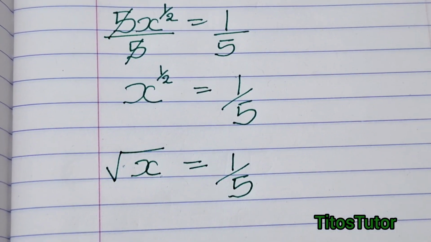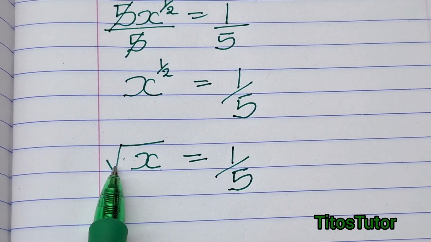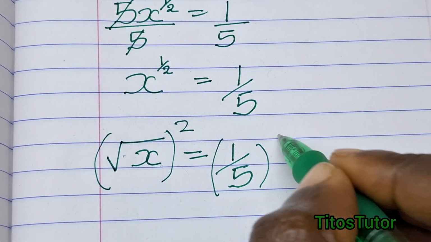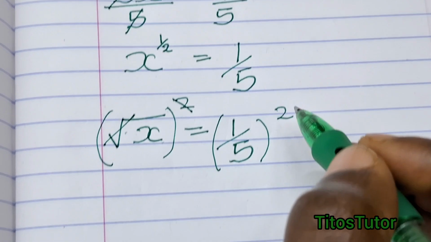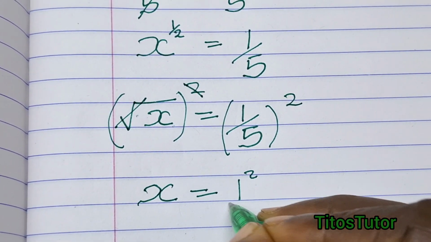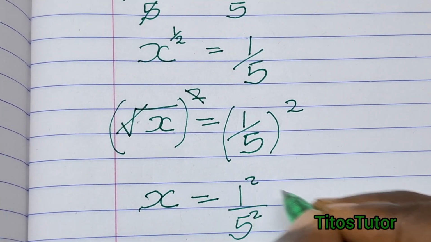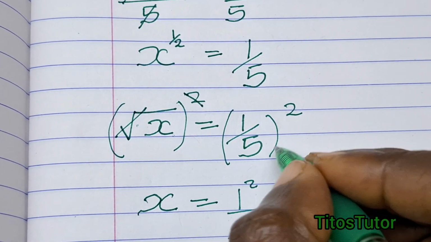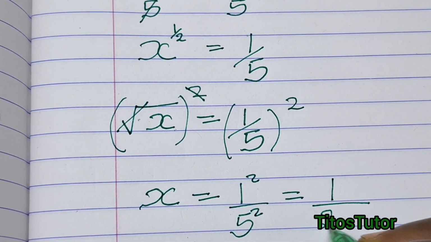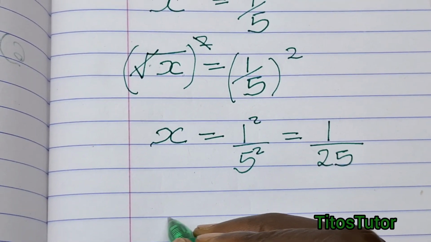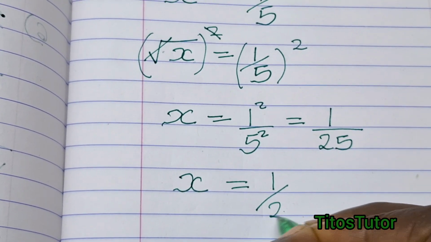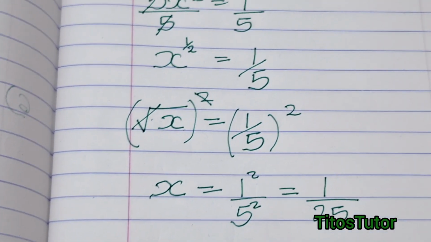Okay, so now to get rid of my square roots, I'm going to square this and square this. Square root cancels square. I have x is equal to 1 squared over 5 squared. There are brackets, so this square affects the numerator and also affects the denominator. 1 times 1 is 1. 5 times 5 is 25. Therefore, x is equal to 1 over 25. And I am done.